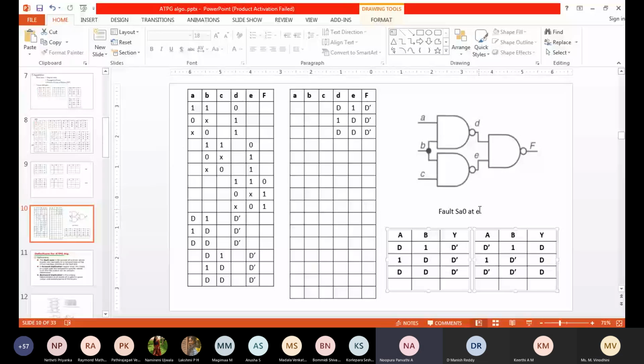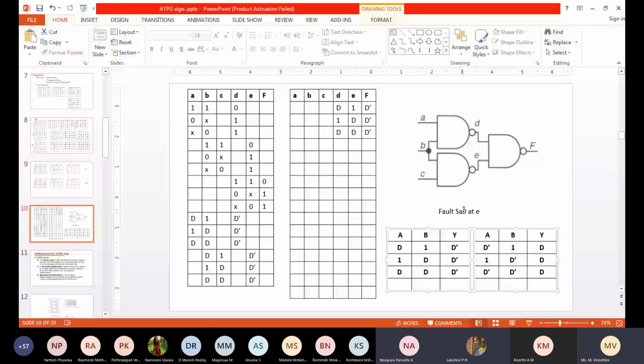E is 1 because the fault is 0. How will I activate it? I will activate it with an opposite value. Please remember, this concept is required even for the next algorithm, PODEM. Activation means if the fault is 0, at that particular signal line, the value should be 1. So 1/0 is D or D bar?